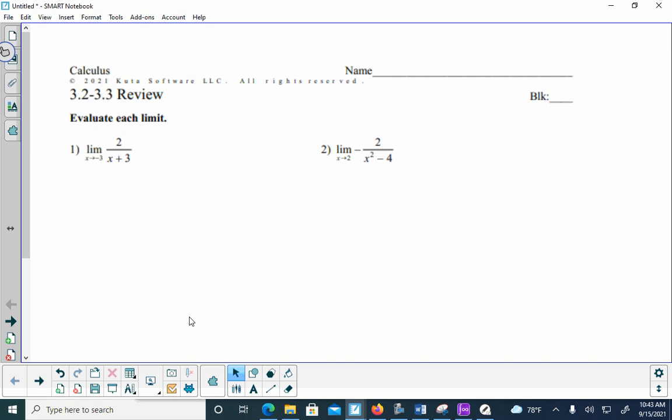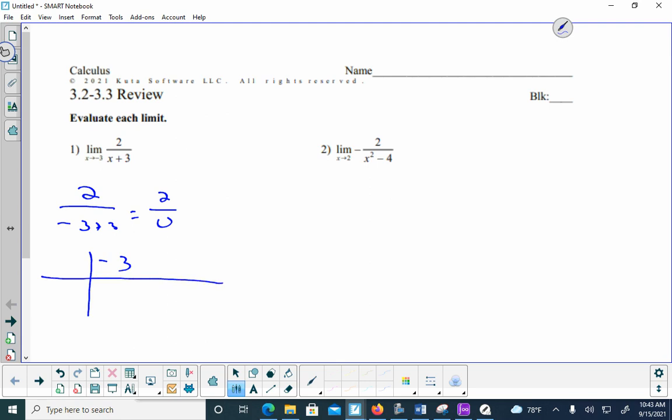So the first one, it says evaluate the limit. First thing we're going to do is try direct substitution. When I do that, I'm going to have 2 over negative 3 plus 3, which would be 2 over 0. That is undefined, and it's not that special case where I have 0 over 0, so the next thing I'm going to do is pick up my calculator and graph.